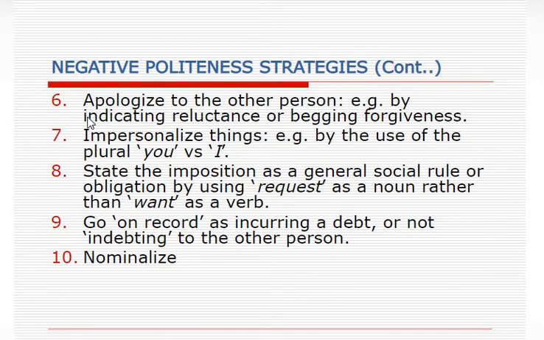Well, the negative politeness strategy number 6 is apologize to the other person by indicating reluctance or begging forgiveness. And strategy number 7 is impersonalize things by the use of plural you versus I. And the other strategy is state the imposition as a general social rule or obligation by using request as a noun rather than want as a verb. Number 9 strategy is go on record as incurring a debt or not indebting to the other person. And strategy number 10 is nominalize.